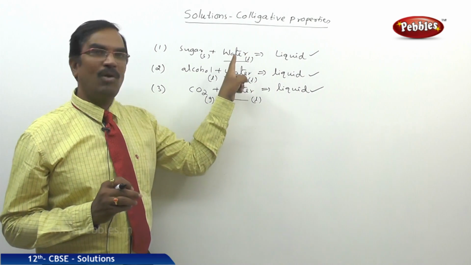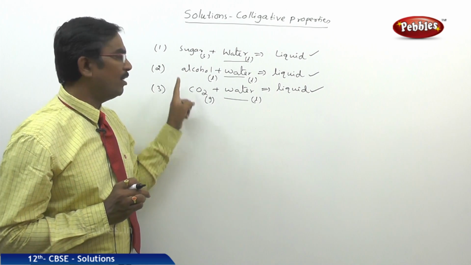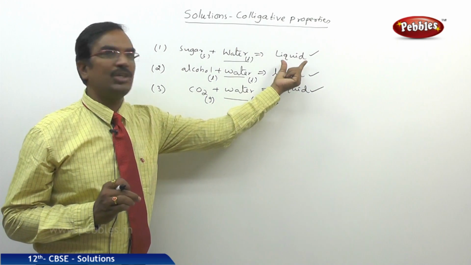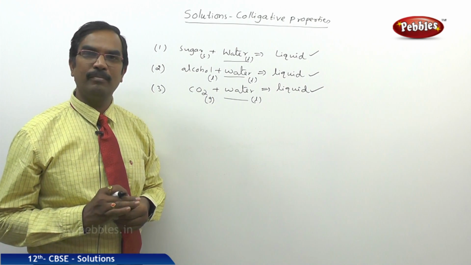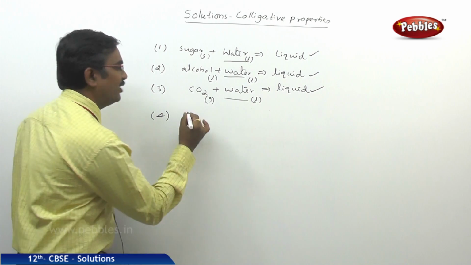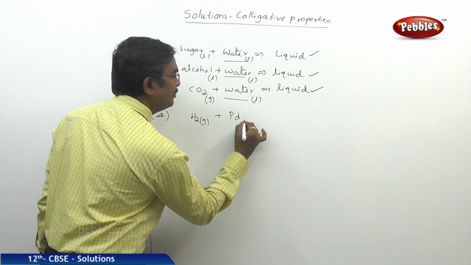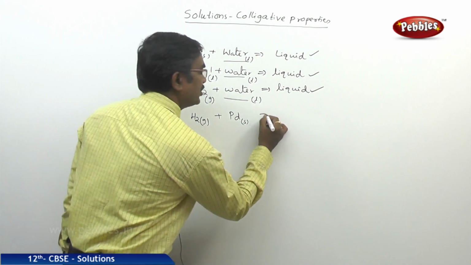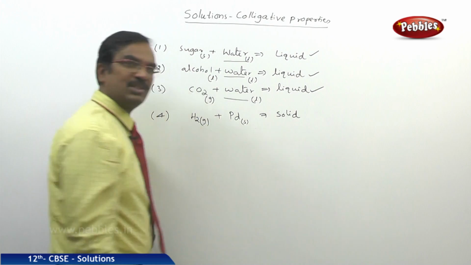In the three cases, water is used as a solvent. Solute can be either solid or liquid or gas. So the physical state of the resultant solution is decided by the physical state of the solvent only. Suppose you take another example: hydrogen gas in contact with palladium metal, a solid. The resultant mixture is again homogeneous, but its physical state is solid.